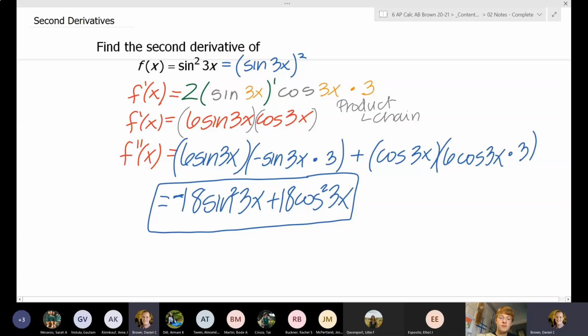We won't spend too much time actually doing stuff with the second derivative in this unit. We're going to save that for unit 3, where we'll actually be able to use the first and the second derivative to draw accurate graphs of these functions and be able to interpret them a little bit better. Were there any questions on how I found that second derivative?